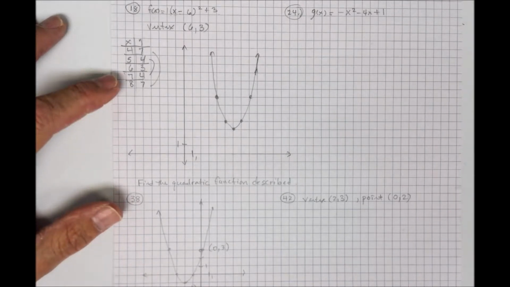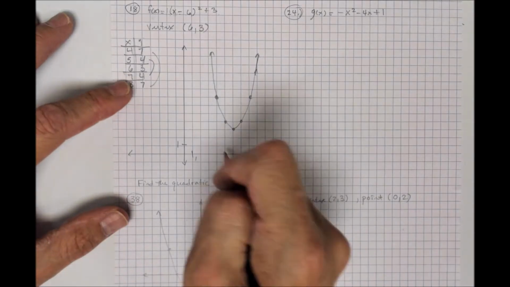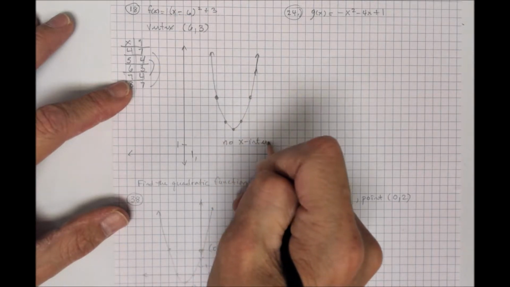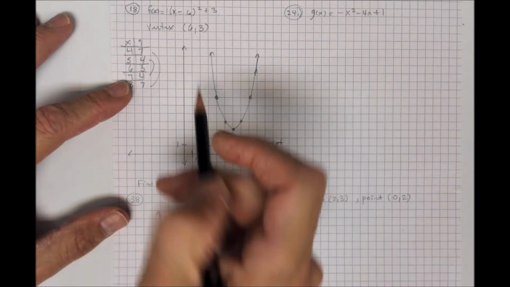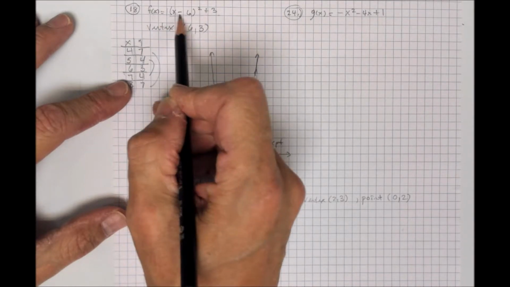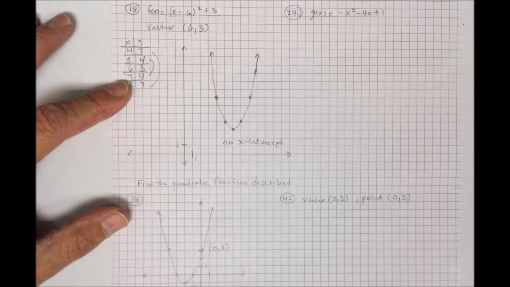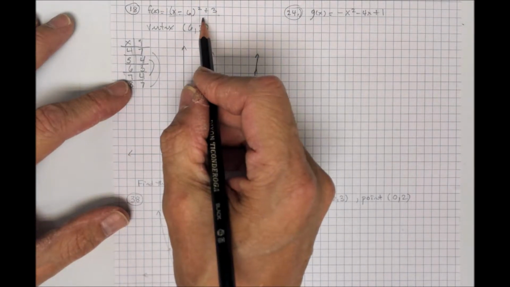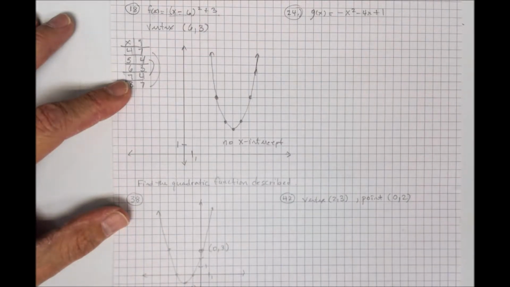Now, you say, well, what about my intercepts? Well, there are no x-intercepts. You can tell that. Do you remember how to find an x-intercept? You make y or f of x equal to 0, set this whole thing equal to 0, and then you solve for x. In this case, it wouldn't factor, you'd have to use the quadratic formula, and you'd get an imaginary number. You get two imaginary numbers.